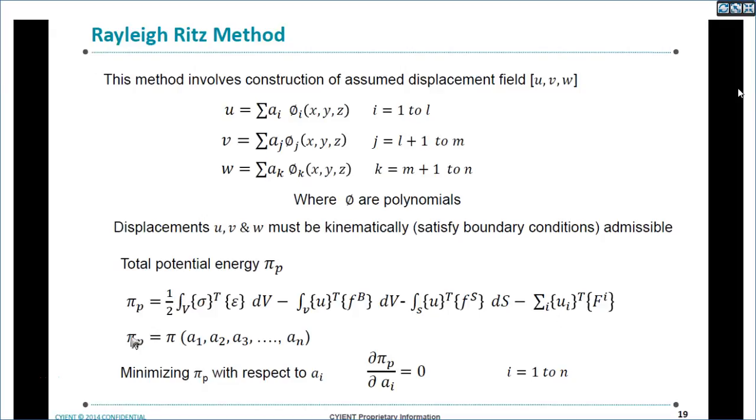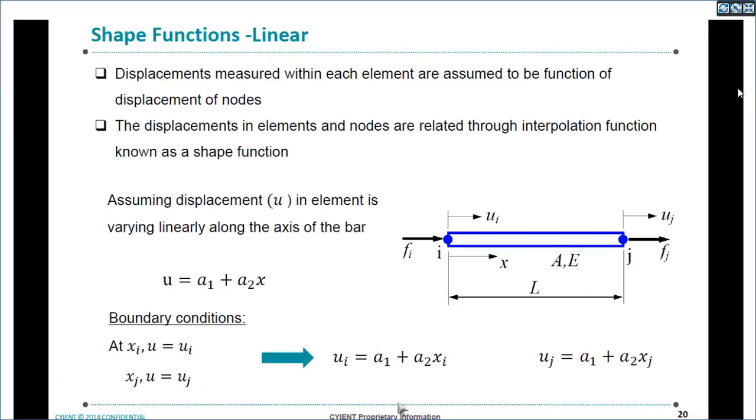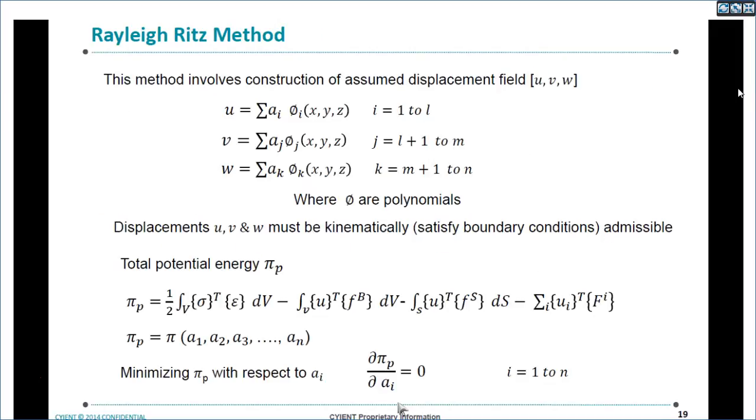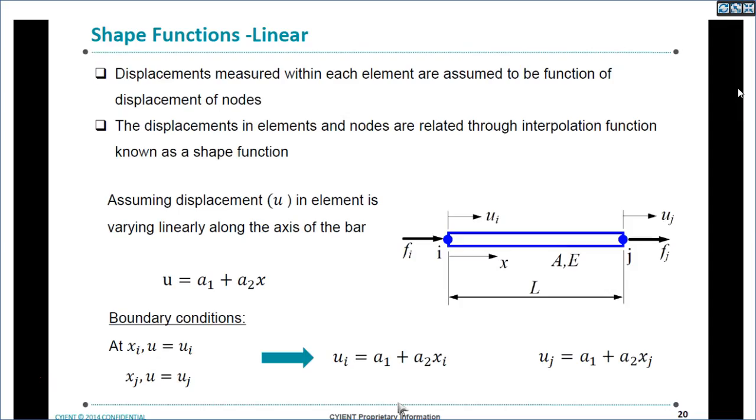So when you try to minimize this potential energy with respect to A1, the potential energy will be given in terms of A1, A2, A3. We need to minimize the potential energy with respect to A1, A2, A3. Then we can get the equations related to the stiffness matrix, element and nodal matrix. So these two, the principle of virtual work and Rayleigh-Ritz methods, are a bit advanced methods. You can refer to this information.